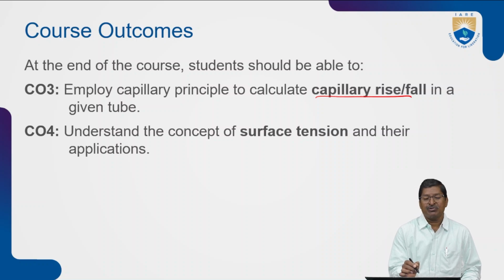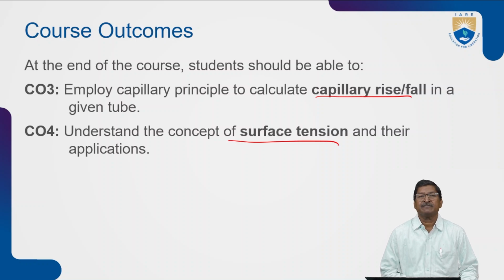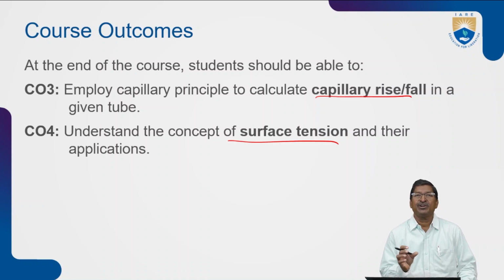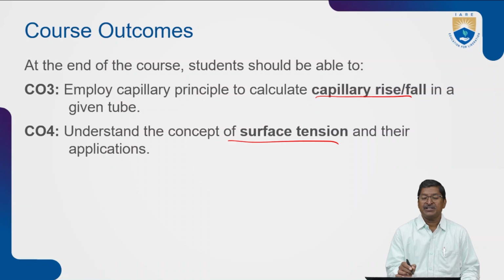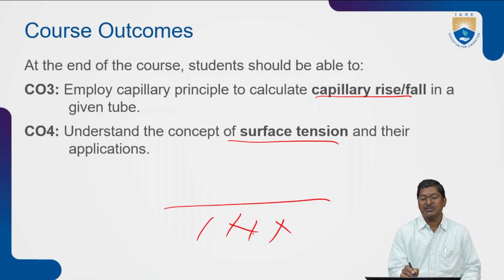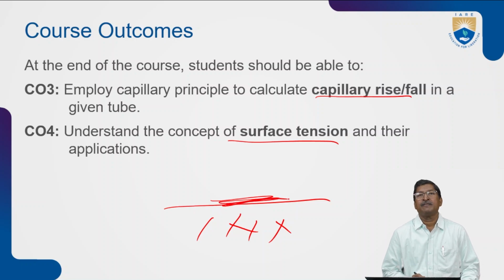Then course outcome 4 belongs to surface tension: how it is used and where it is used. Surface tension, as the name itself suggests, means any fluid will have some tension at the surface of that particular fluid. If it is a fluid, there will be tension at the top. Understanding this concept will come under course outcome 4.